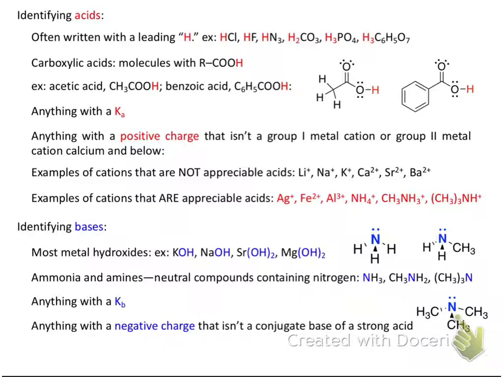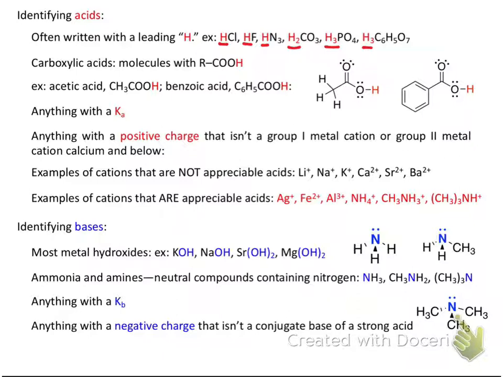Acids are oftentimes colloquially written with a leading H. So notice in all these examples: HCl, HF, HN3, H2CO3, H3PO4, H3C6H5O7. They all have the hydrogen in front. Oftentimes it's a convention to show that that proton is acidic.